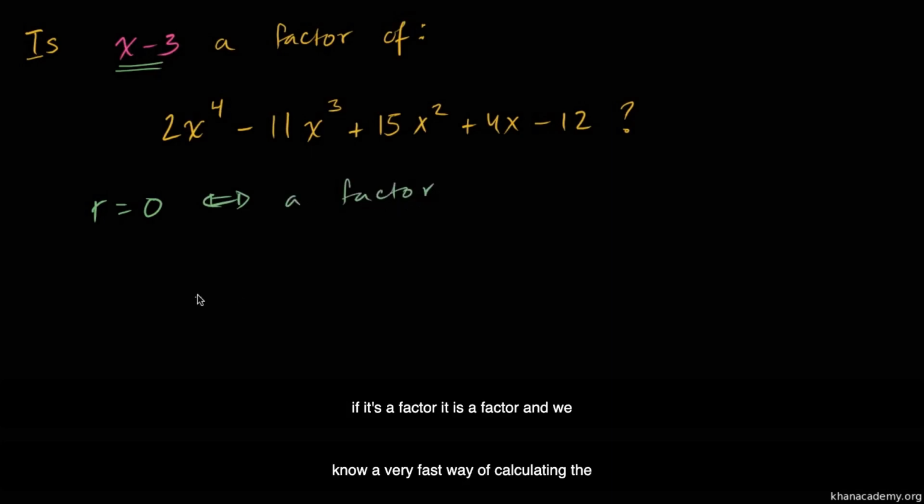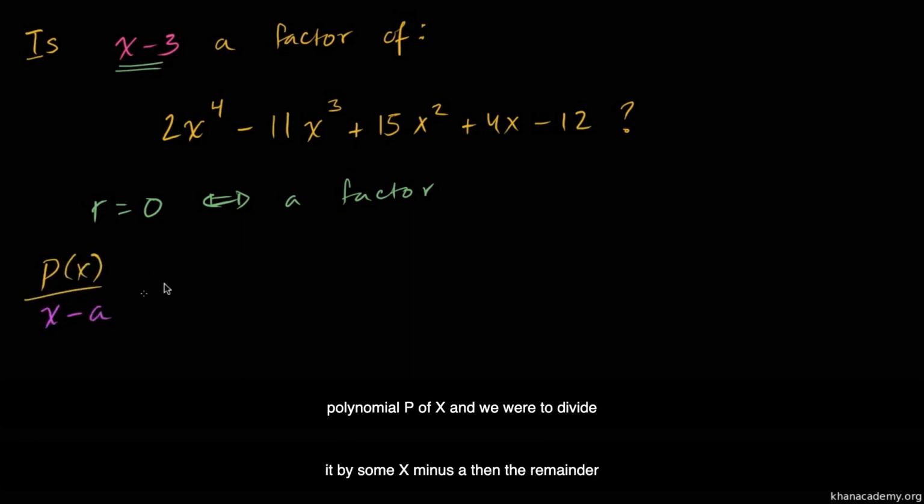And we know a very fast way of calculating the remainder when you take some polynomial and divide it by a first degree polynomial like this. The polynomial remainder theorem tells us that if we take some polynomial p of x and divide it by some x minus a, then the remainder is just going to be equal to our polynomial evaluated at a.